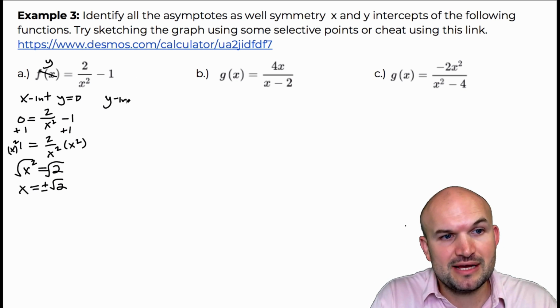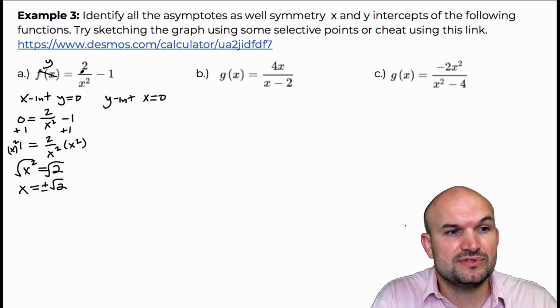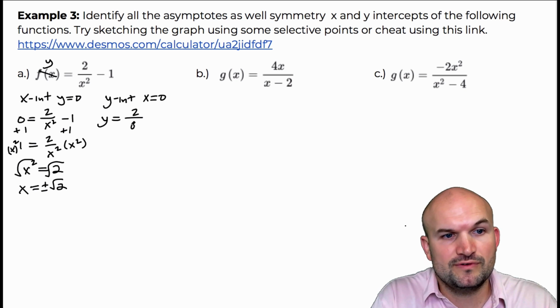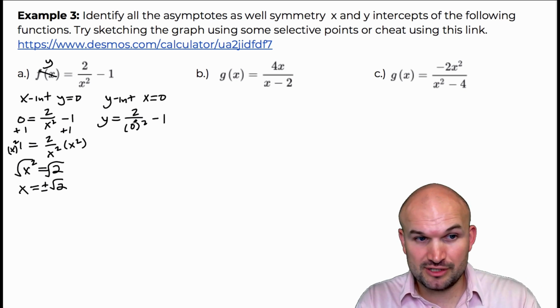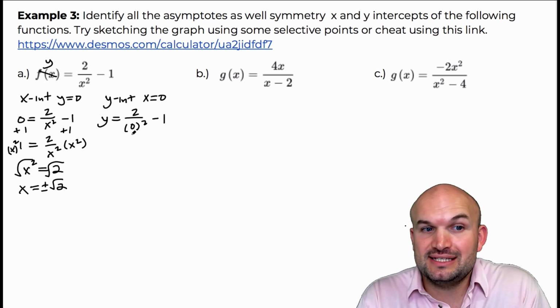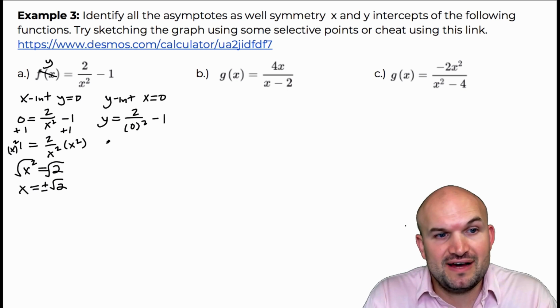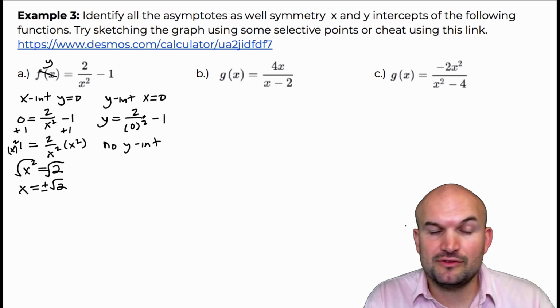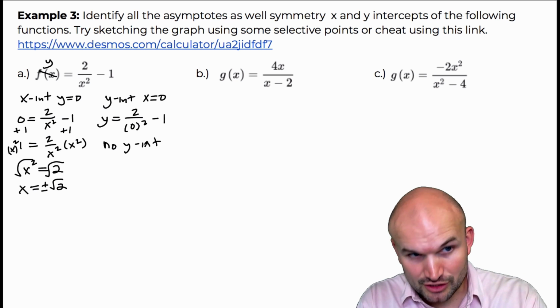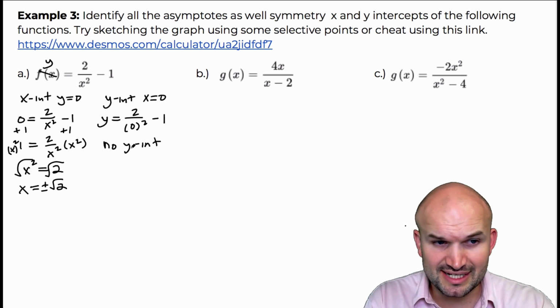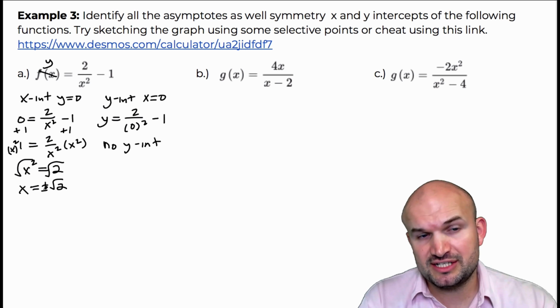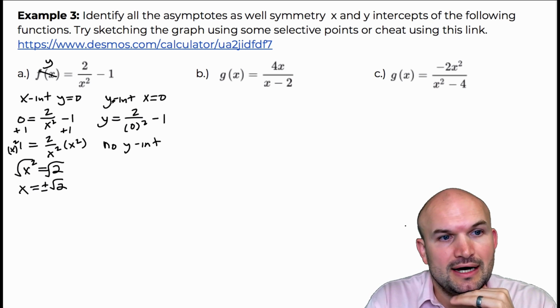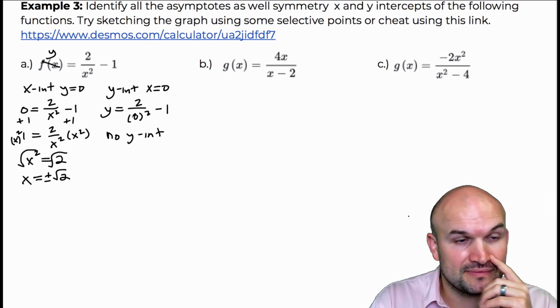For the Y-intercepts, X is going to equal 0. So therefore, we have Y equals 2 over 0 squared minus 1. And immediately we see there's an issue here, because we can't plug in 0 into the denominator because that's going to be undefined. So we'll say there's no Y-intercepts. So right now, the only thing we know about this graph is that it does not cross the y-axis, but it does cross the x-axis at 2 values. Let's go ahead and take a look at the asymptotes.